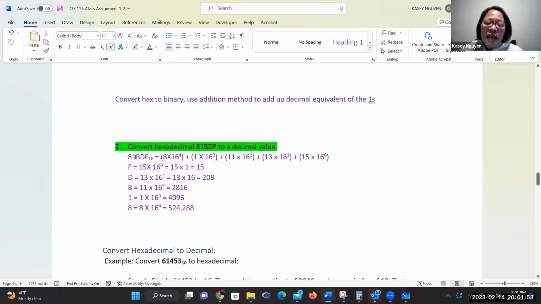Then I move left again. It's 1. 1 is equal to 1 in decimal. So I take that and I multiply it by 16 to the 3rd power, because I just moved left. So I'm going to increase the exponent by 1.